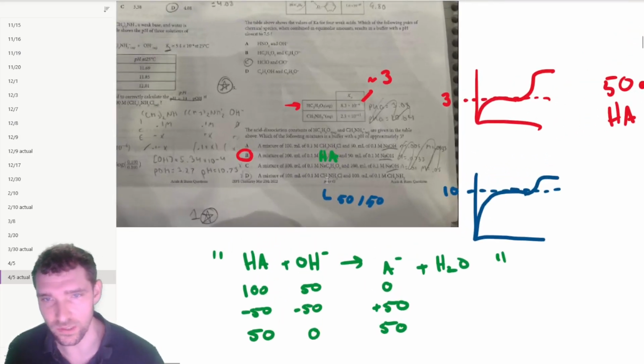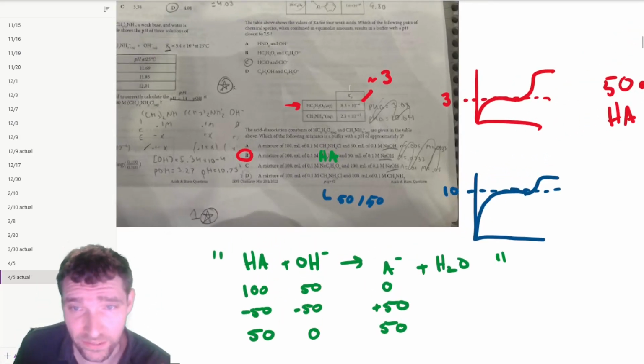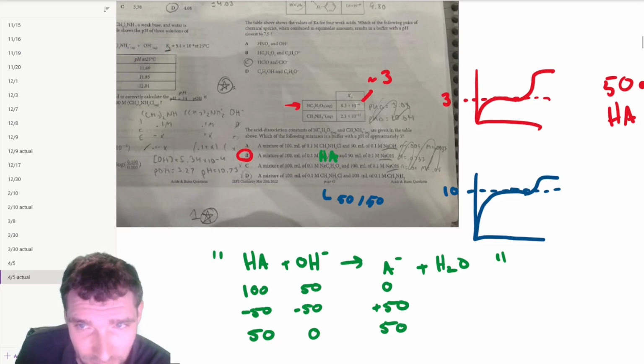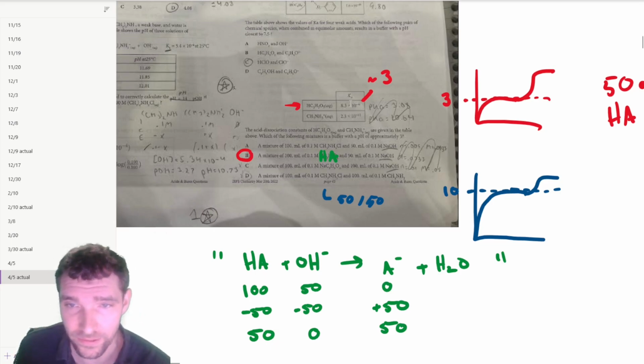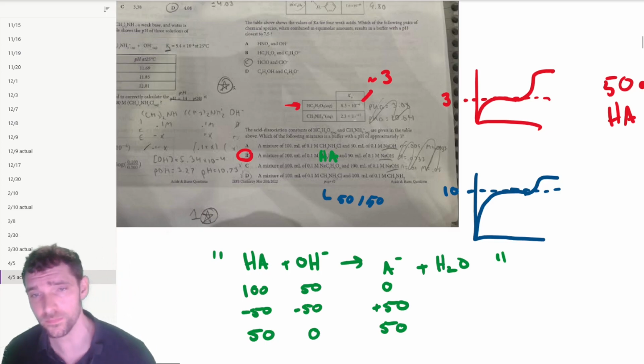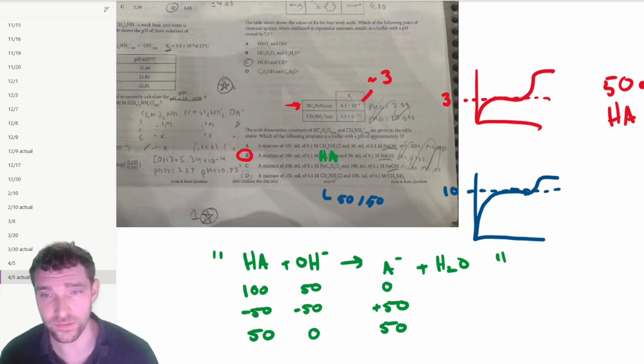So there's this other question where they've got two chemicals. They've given you the K equilibrium. It's kind of hard to see, but this is 8.3 times 10 to the negative 4, so about a pKa of 3, and this is 2.3 times 10 to the negative 11. You've got these two different chemicals, and they're asking you to make a buffer solution of approximately a pH of 3.